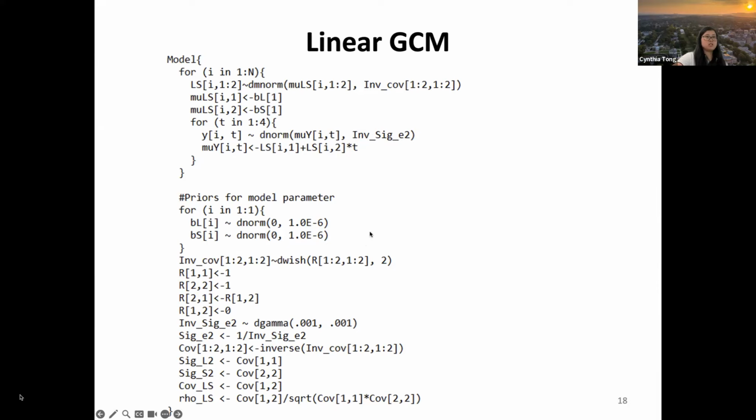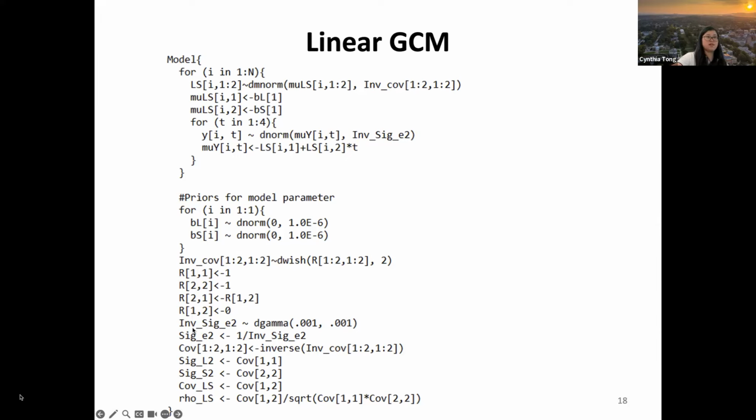And here we just use non-informative priors. For all the fixed effects, the intercept and slope, we use a normal distribution with mean of 0 and a very small precision, basically the variance is 10 to the power of 6. The precision is 10 to the power of -6. And then for the precision matrix, which is the inverse of the covariance matrix, the prior follows a Wishart distribution, and the Wishart distribution is specified in this way.